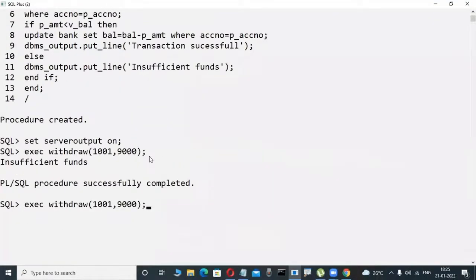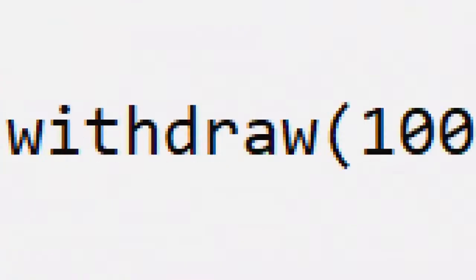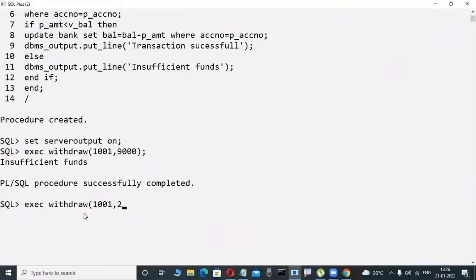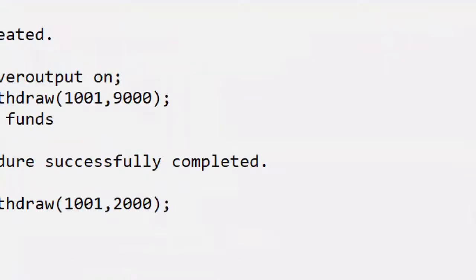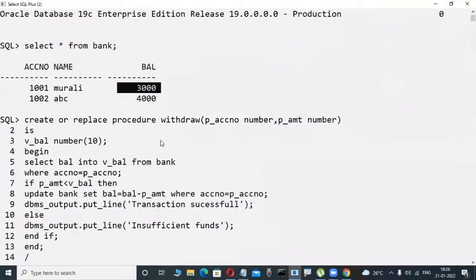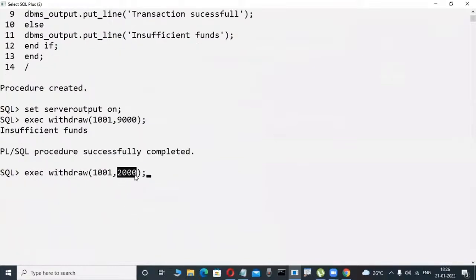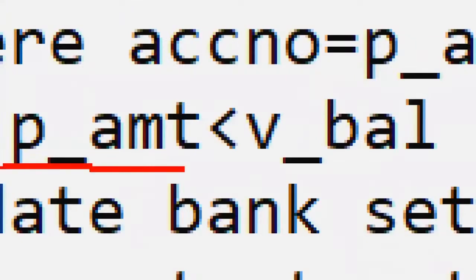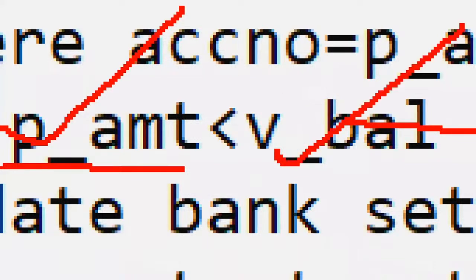Observe it here. Now 1001 is my account number. I try to execute the withdraw procedure again. Now I try to withdraw 2,000 rupees. Is it possible? Possible. Why? Because my balance is 3,000, but I try to withdraw only 2,000. So whenever the passed amount, 2,000, is less than the available balance, in this case 3,000, it is possible.